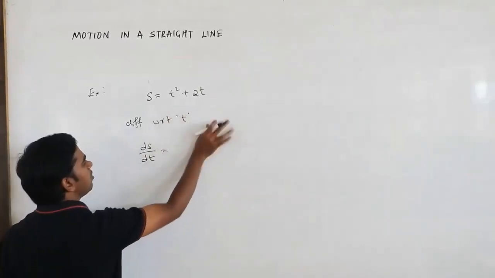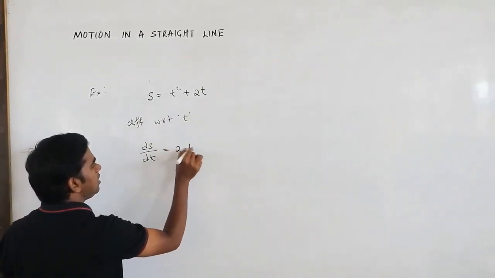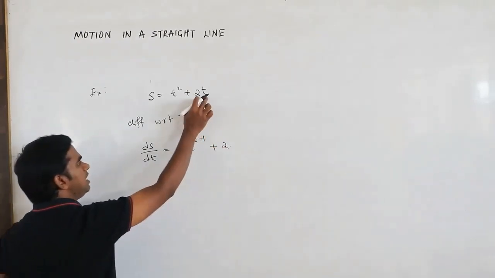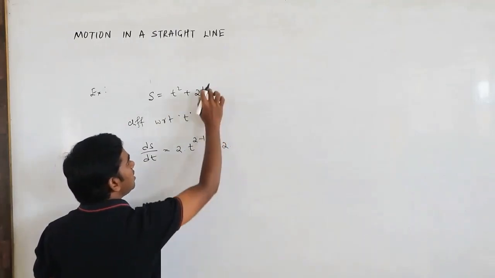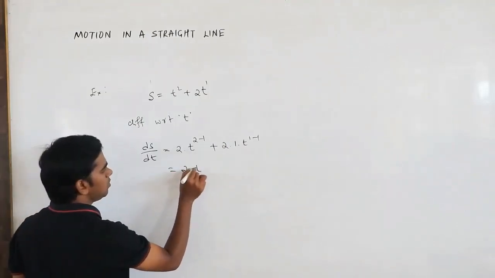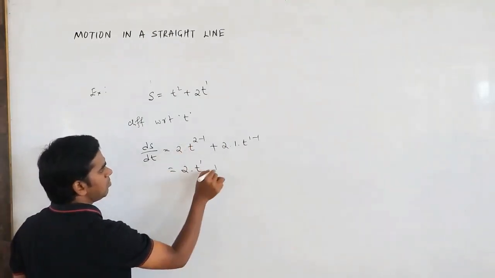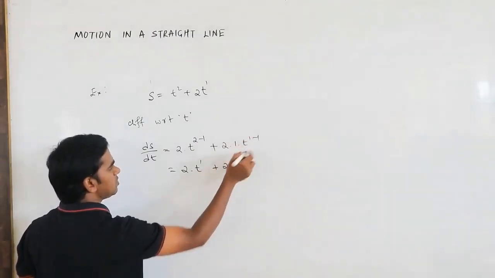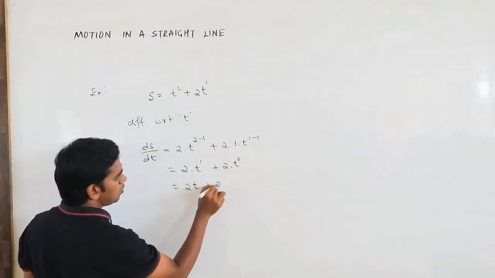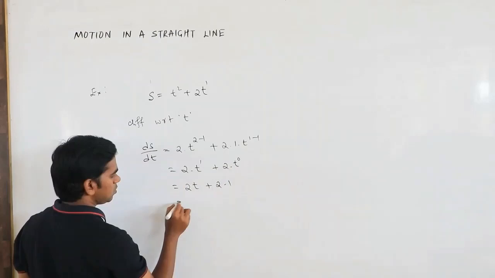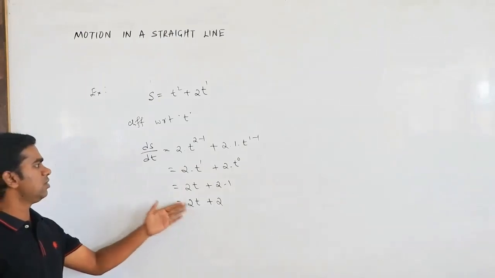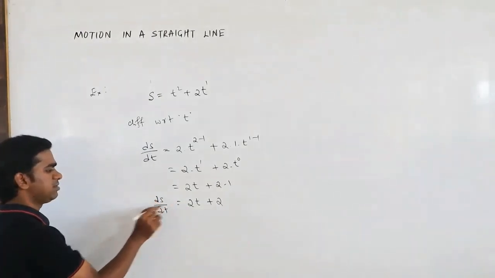Or if you want to apply the formula, n into t raised to n minus 1: 2 into t raised to 2 minus 1, plus 2 is constant, you write as it is, t. So t raised to, what is there? 1 is there, so 1 into t raised to 1 minus 1. So 2t plus 2 into t raised to 0 is what? 1. So 2t plus 2. It is going to be the differentiation, ds by dt.